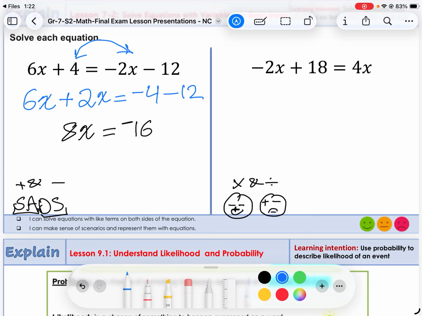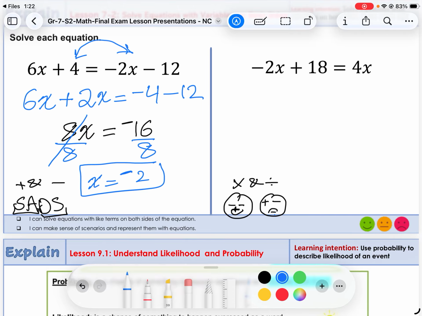Now, we all know that 8 and x have a multiplication relationship. 8x is the same as 8 times x. So the opposite of multiplication is division. So I'm going to divide both sides by 8. So 8 divided by 8 is equal to 1. That means x equals 16 divided by 8, which is 2, and the sign will be negative. Why? Because different signs will give you a negative integer. Okay, you guys? And the final answer will be negative 2.